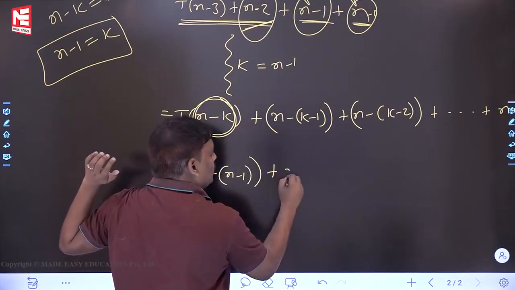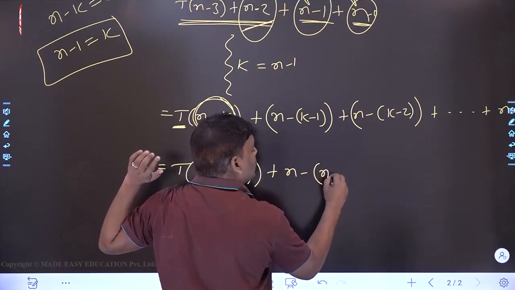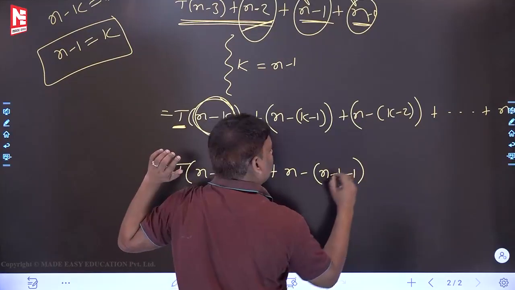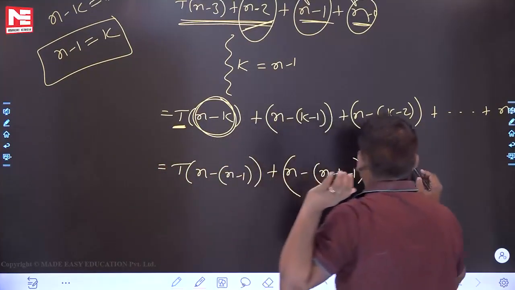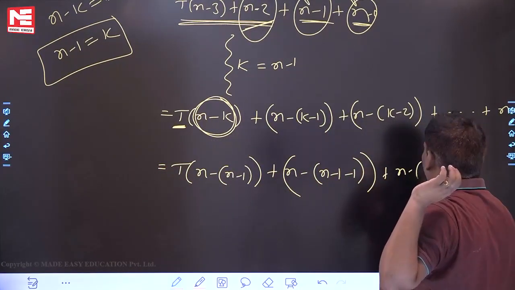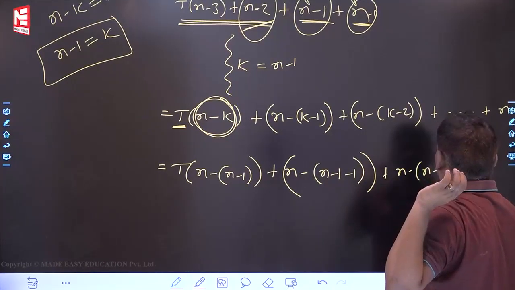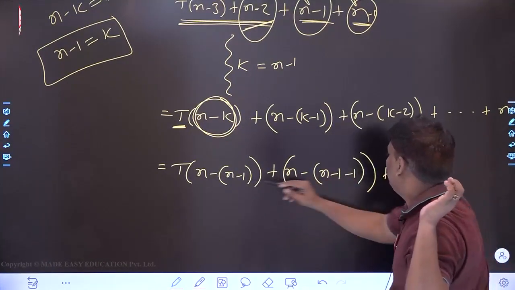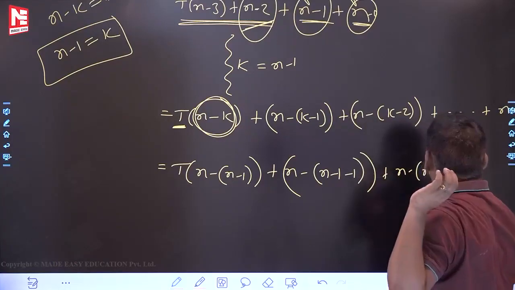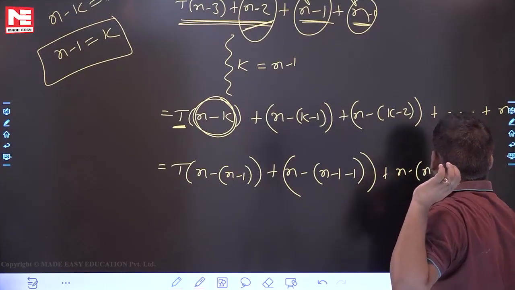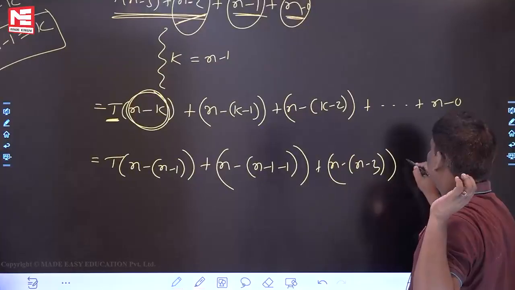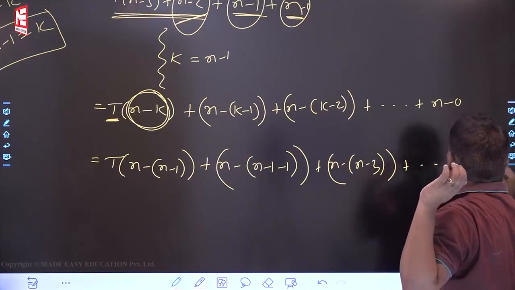Right? This one, what is the answer? K is n minus 1 there. Next one, n minus 2. Right? It is the n minus 1, it is going to be n minus 1 minus 2, which is n minus 3. It will continue like this. Lastly, n is there.